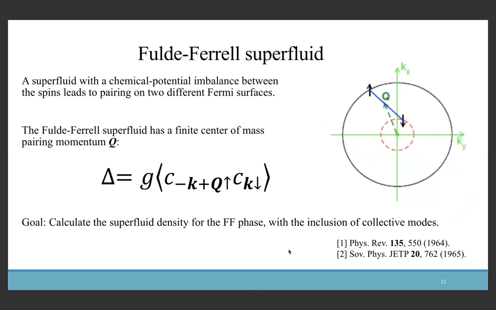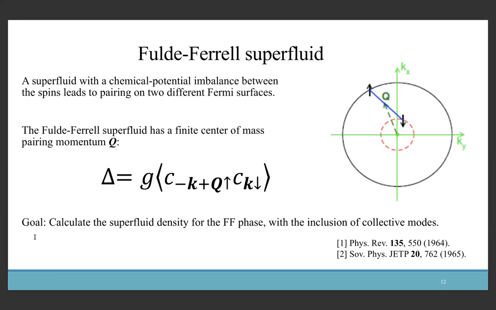So let me now describe what the Fulde-Ferrell superfluid is. So suppose we have a superfluid which has a chemical potential imbalance between the respective spin species. This will then lead to a breaking of the degeneracy in the respective Fermi surfaces. So here we'll have a Fermi surface for the spin up electrons, and we'll have a Fermi surface for the spin down electrons. And due to this imbalance between the chemical potentials, there's also an effective magnetic field. So the magnetic field you can think of as just mu up minus mu down.